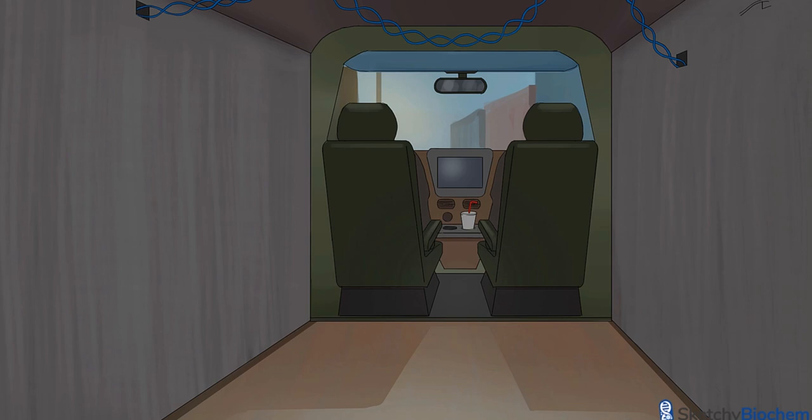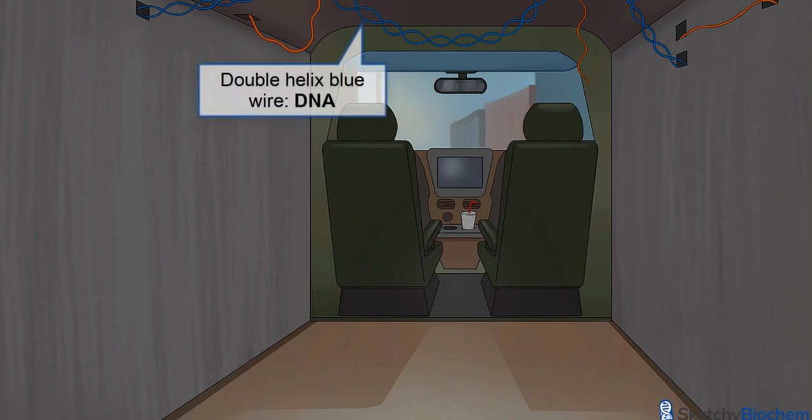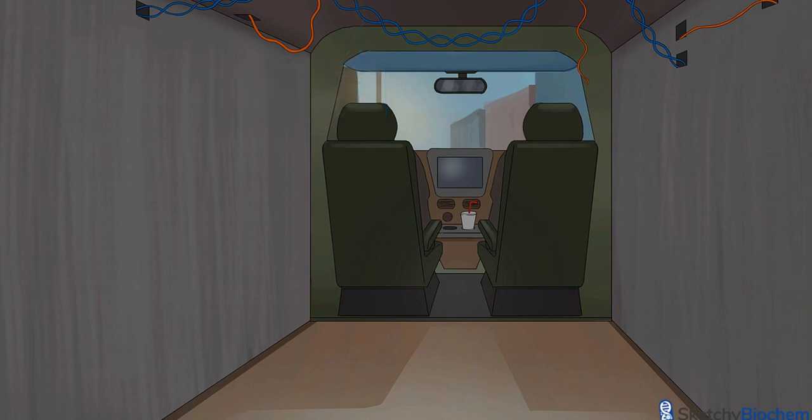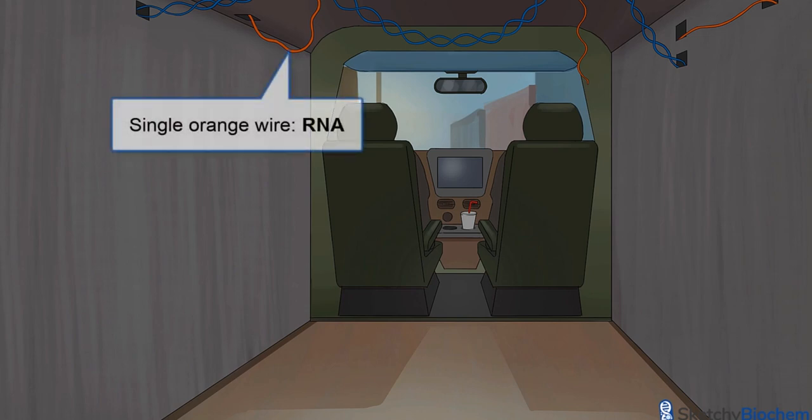We'll represent this stakeout van as the nucleus of a eukaryotic cell. DNA will be represented as blue double helical wires that can be seen inside the van. Let's also mention RNA, which is found inside the nucleus and outside the nucleus in the cytosol. You'll see some single orange wires inside the nucleus. These wires symbolize RNA, which is similarly single-stranded.